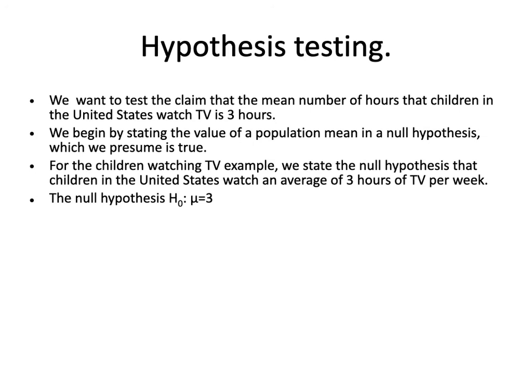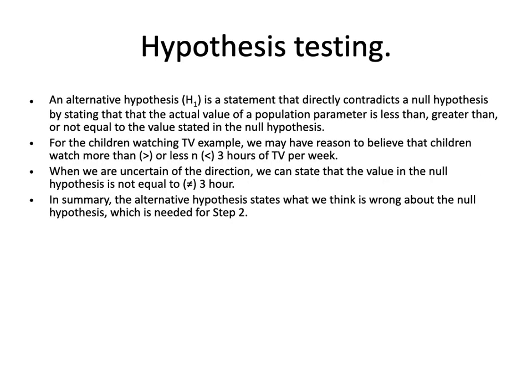Here we want to test the claim about the mean number of hours that children in Korea watch television. The parameter mean is 3. So the null hypothesis H0 is that the mean is equal to 3. The alternative hypothesis is the statement that directly contradicts the null hypothesis. It is stated by saying that the actual value of the population parameter is less than, greater than, or not equal to the value stated in the null hypothesis.